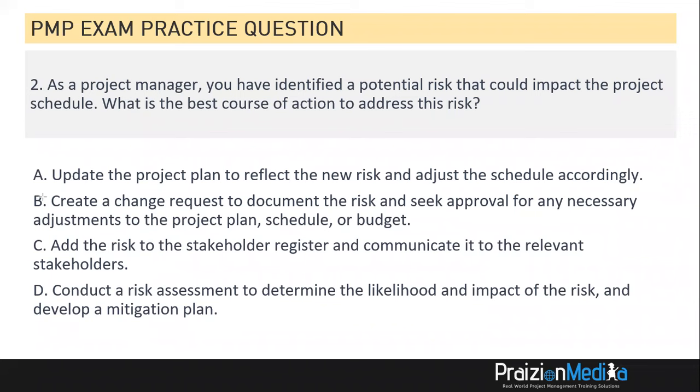B, create a change request to document the risk and seek approval for any necessary adjustments to the project plan, schedule, or budget. Okay, let's keep that in the back pocket as well. C, add the risk to the stakeholder register and communicate it to the relevant stakeholders. That has to go because we don't document a risk in a stakeholder register. D, conduct a risk assessment to determine likelihood and impact of the risk and develop a mitigation plan. So this is suggesting do qualitative risk analysis, that's likelihood and impact, and actually do plan risk responses, that's D.